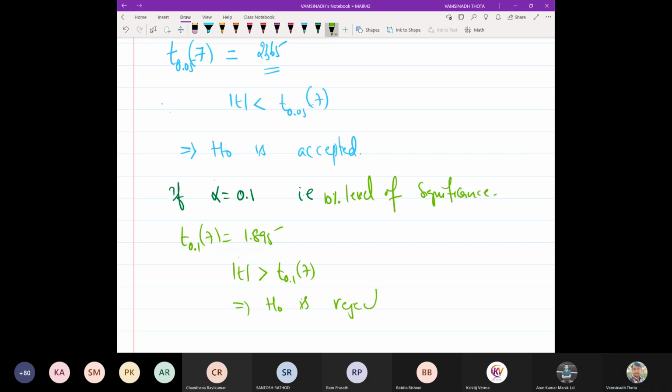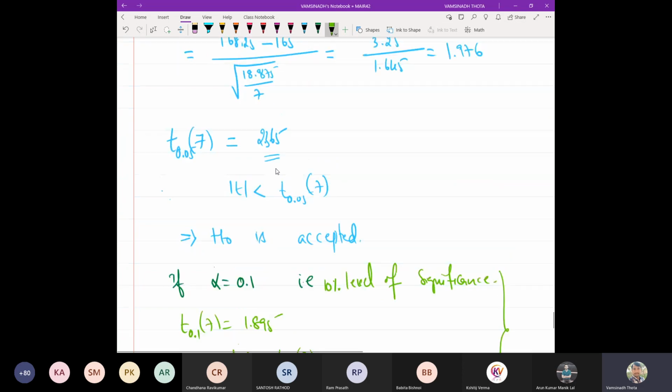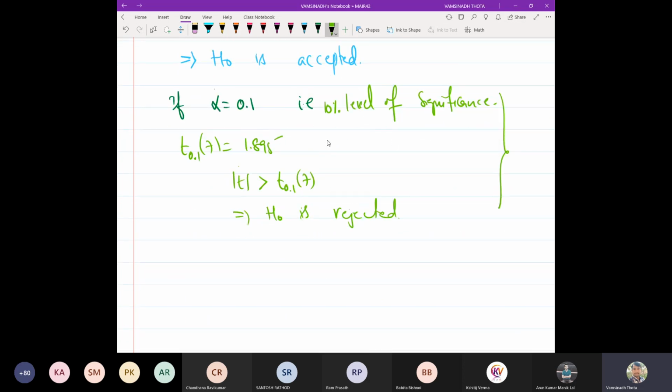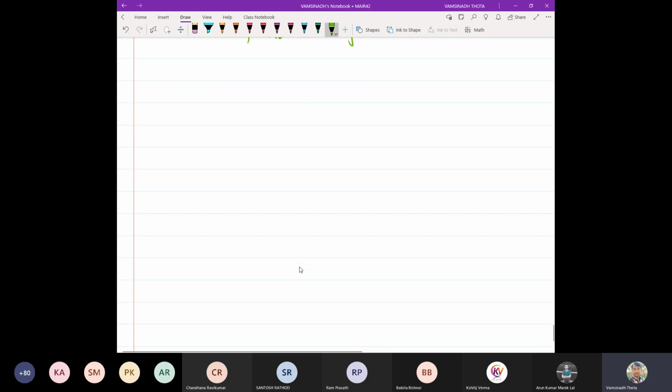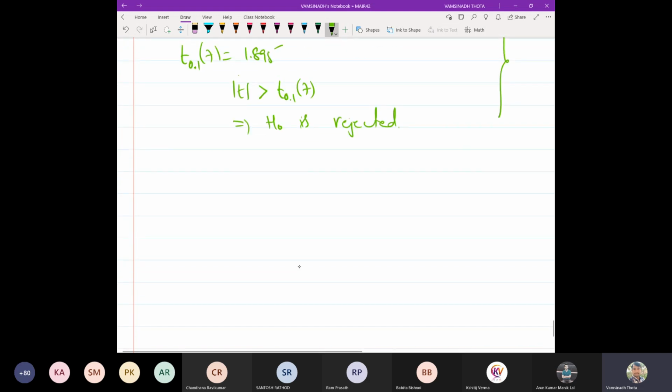See carefully here. For 5% level of significance, we have accepted H0, whereas for 10% level of significance, we have rejected H0. So the level of significance, the confidence levels, will definitely matter. We need to take everything into account. Okay, right. So now I'm proceeding to another exercise.